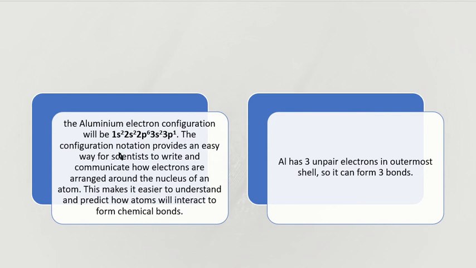The configuration notation provides an easy way for scientists to write and communicate how electrons are arranged around the nucleus of an atom. This makes it easier to understand and predict how atoms will interact to form chemical bonds. Aluminium has 3 unpaired electrons in the outermost shell, so it can form 3 bonds. So aluminium can form 3 bonds.